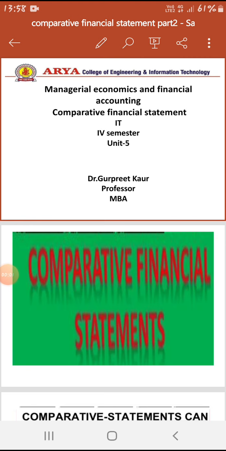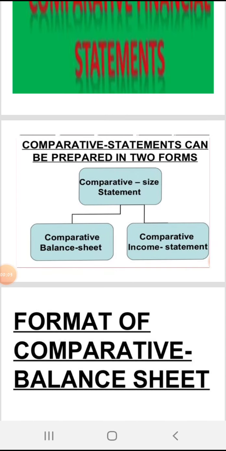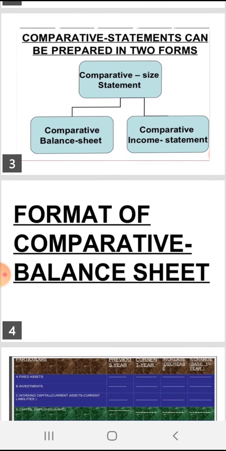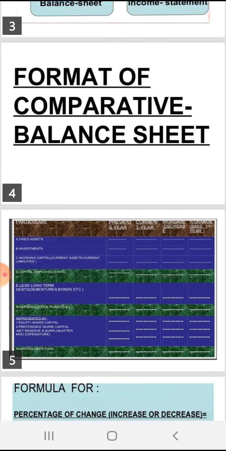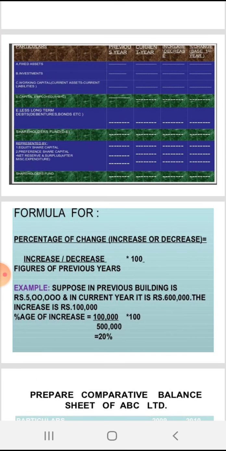Now let us prepare comparative financial statements. The comparative financial statements have two forms: comparative balance sheets and comparative income statement. Now let us see the format of comparative balance sheets. First of all, we will write particulars, then previous year, current year, increase, and we will write percentage change.